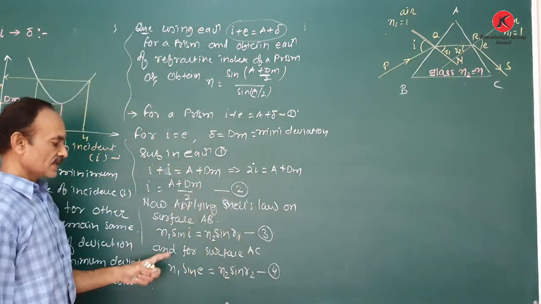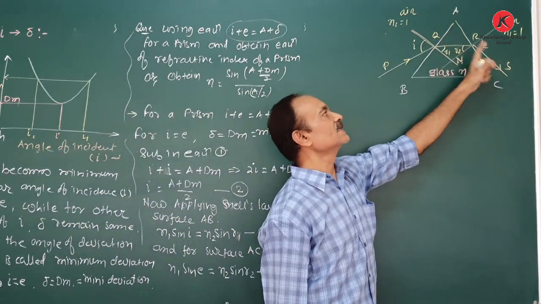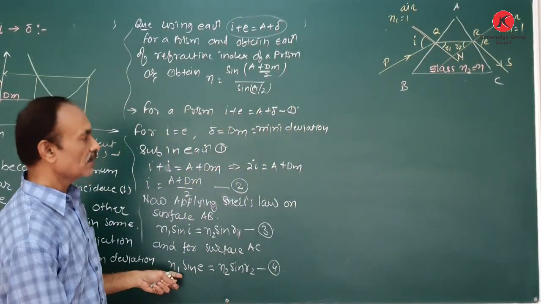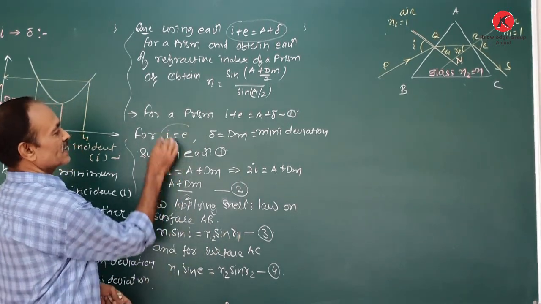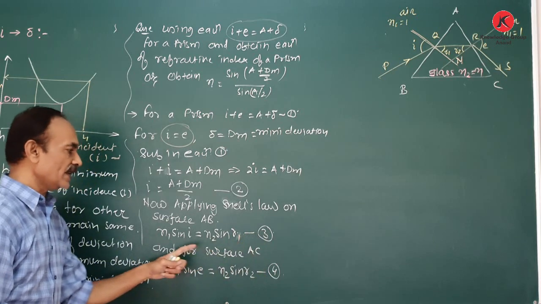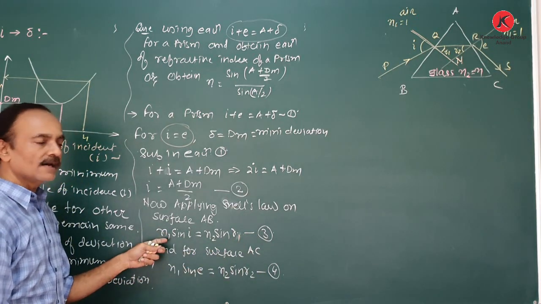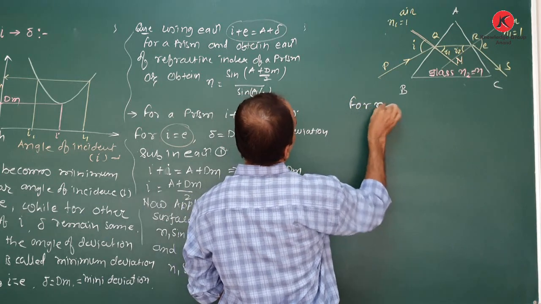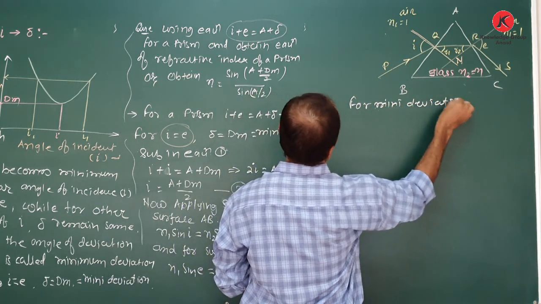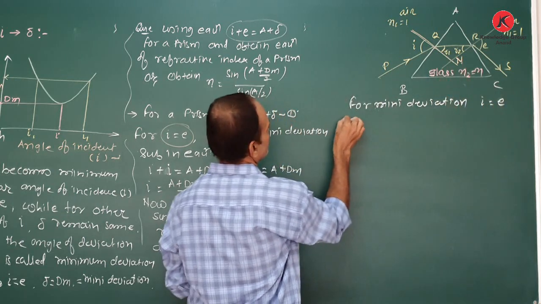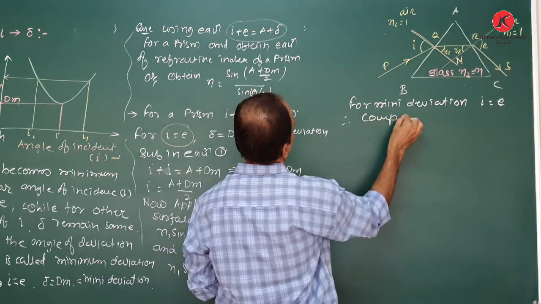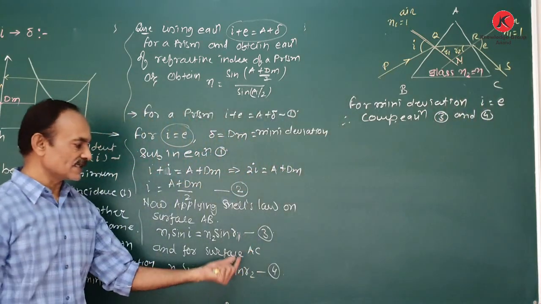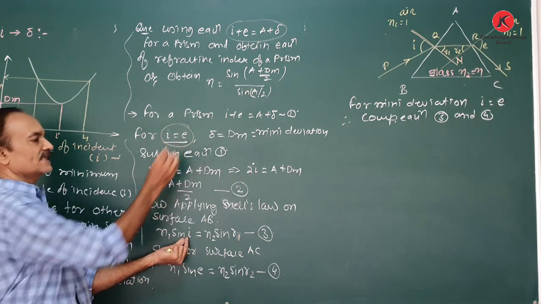And for surface AC, here N2 sin R2 is equal to N1 sin E. Now, for minimum deviation, the condition is that I is equal to E. Therefore, in equations 3 and 4, I and E are the same, so the left hand sides of equations 3 and 4 are the same. I compare these two equations, because for minimum deviation the condition is I is equal to E.